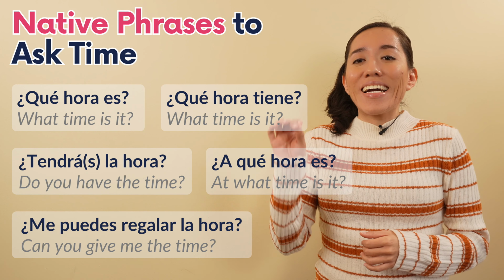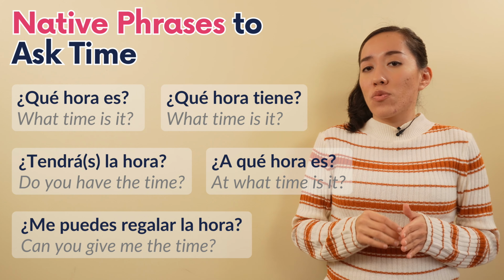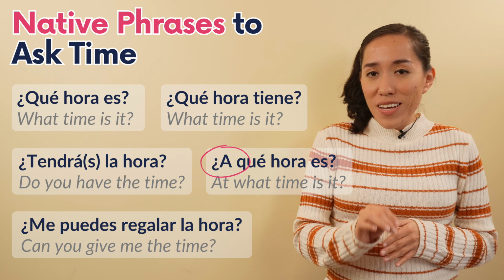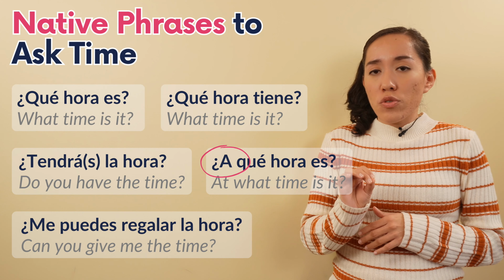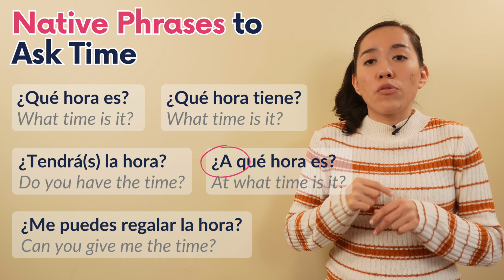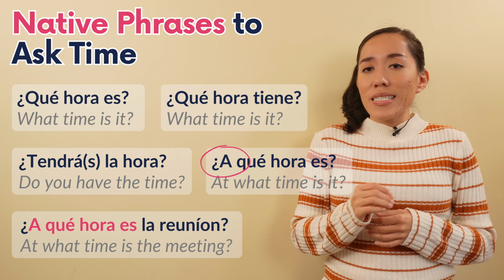And finally, "¿A qué hora es?" Notice that this question is using the preposition a, which means that we can only use it when we want to know the time of an event. For example, "¿A qué hora es la reunión?"